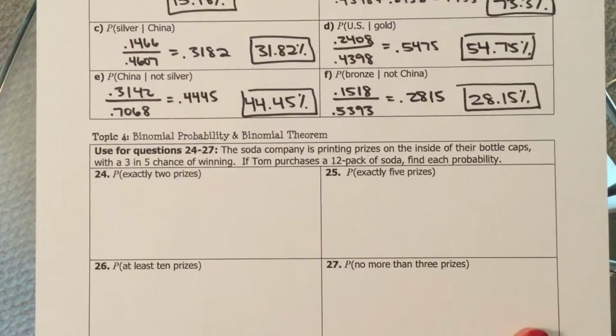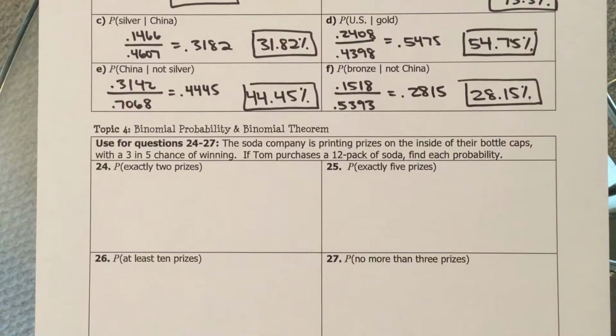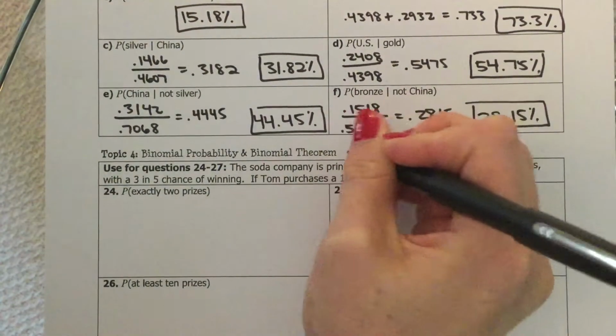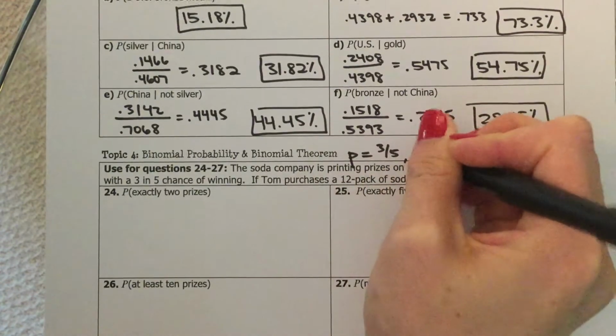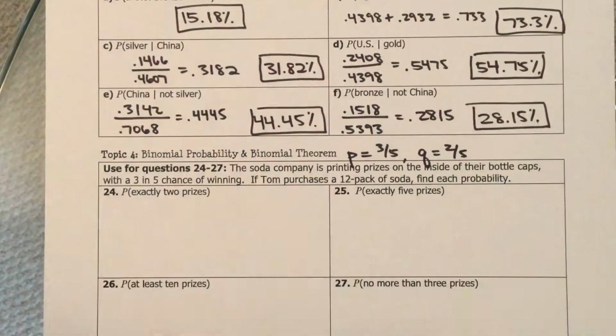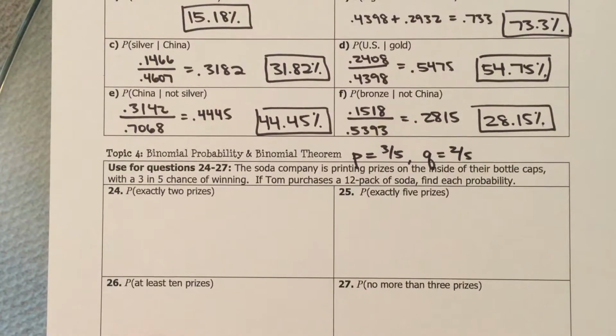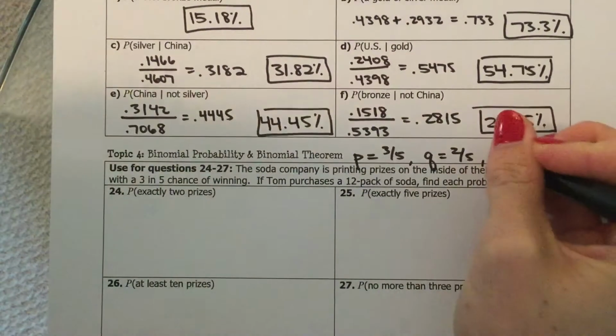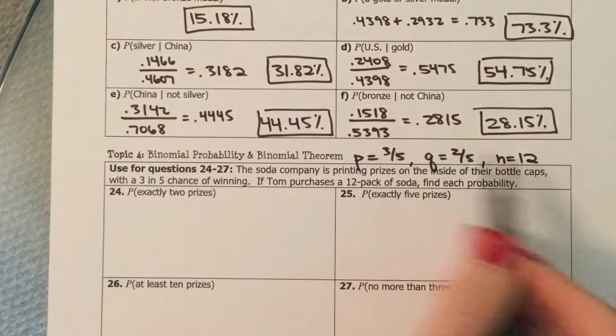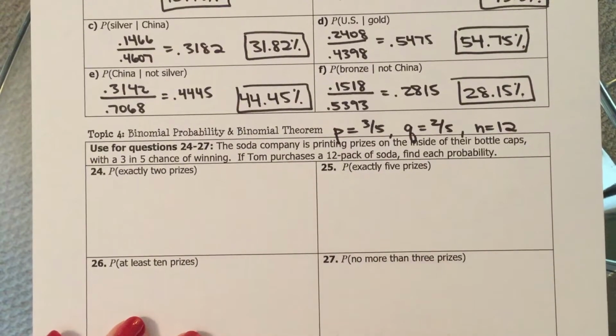This is the binomial probability and binomial theorem. So we've got these ones where you have a number of different repetitions, the probability of success, the probability of failure. So we want to write all those things down. So for these first four, we have the exact same scenario. So there are prizes on the inside of bottle caps with a 3 in 5 chance of winning. So with each of these, I'm actually going to write this down. Probability of success is a 3 in 5 chance, which means the probability of failure is a 2 in 5 chance. And then there's a 12-pack of soda. So that's the value for n. So n would be 12. So these three values are going to be the exact same for all four of these down here.